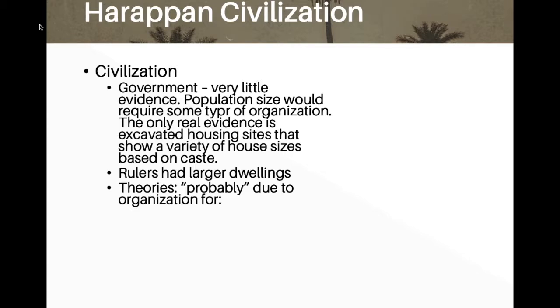Theories for the organization are probably due to granaries, temples, weights and measures, and standardized brick sizes. These evidences show that there had to be somebody in charge to organize a granary where the grain would be collected to be distributed to the people. Or temples, obviously that has to do with some kind of structured religion. Weights and measures, somebody had to make sure there was a standard for the weights and measures, and same thing with the brick sizes. There had to be someone in charge, a government or something like that, to have these standards.